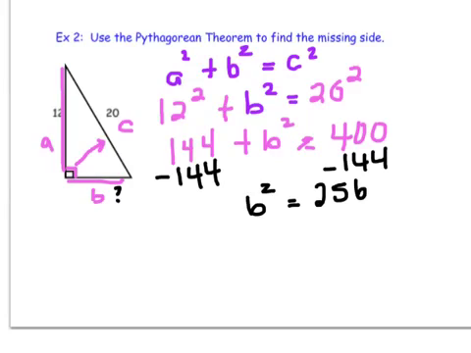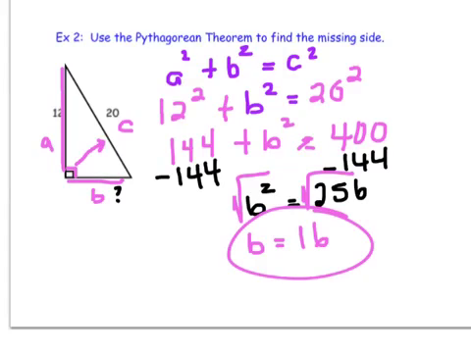Now I'm going to take the square root of both sides, and I get B equals 16. Ta-da! Y'all are doing some hard stuff. So we're going to go back to my picture, and I'm going to say B equals what? I'm going to erase that little question mark. It equals 16. Now let's check.